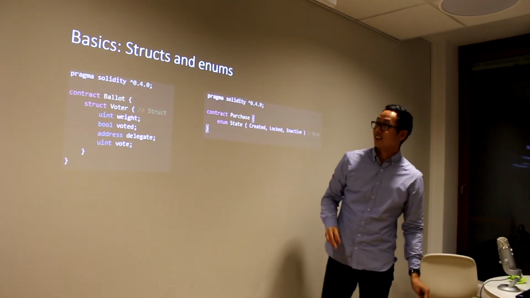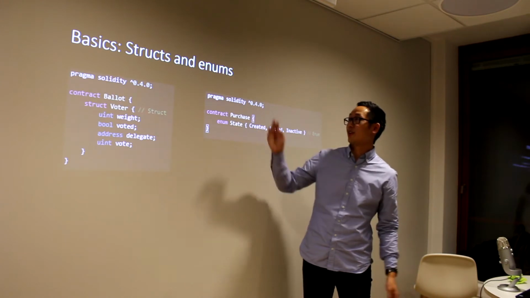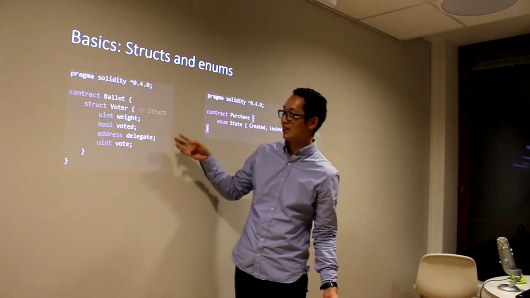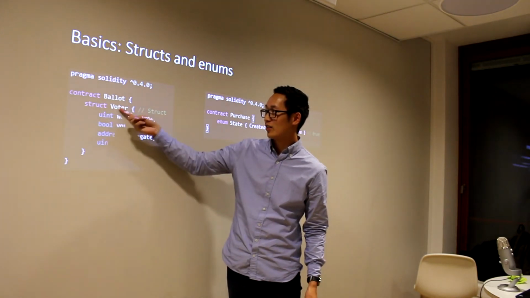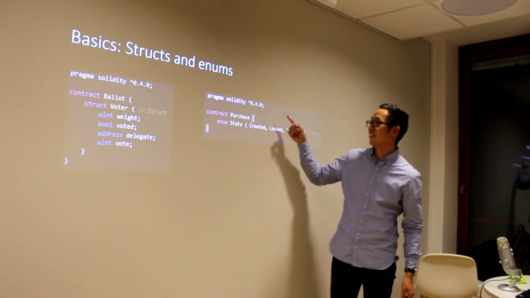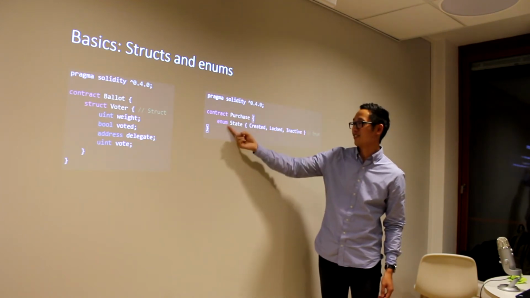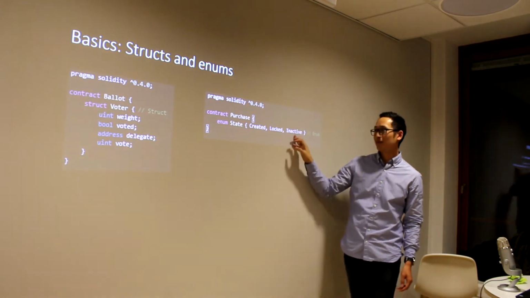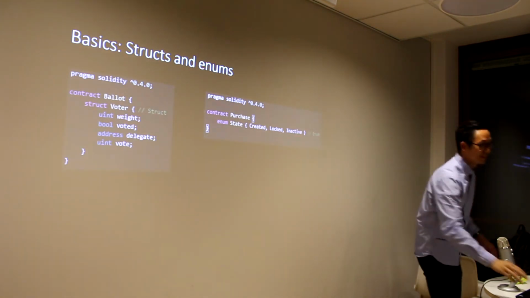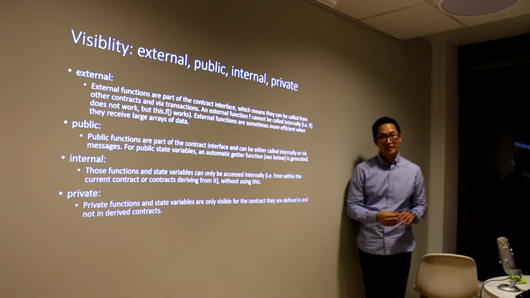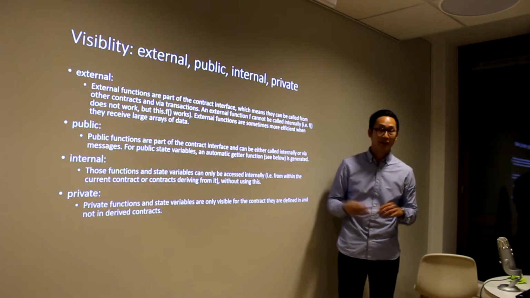And in normal programming we have structs and enums, and in a Solidity contract we have the same. Here is a struct called voter with 4 different variables, and we have an enum. We just write it like this: enum called state with 3 different types. Normal programming.